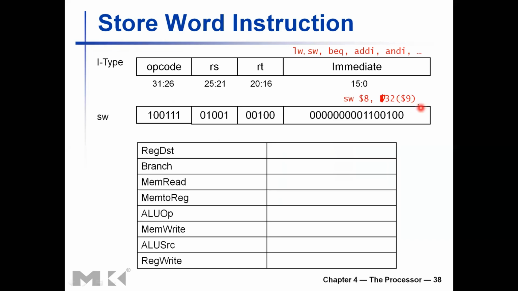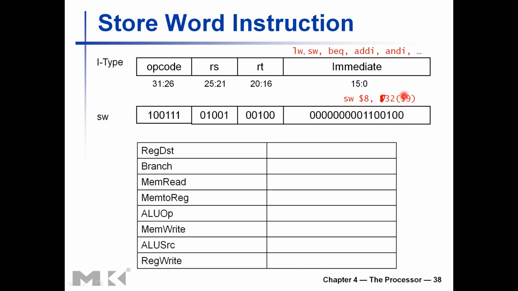So base address is register number 9. Add an offset of 32 to that and go store the value from this register into that memory location pointed to by that address. So that is what the store word instruction is.